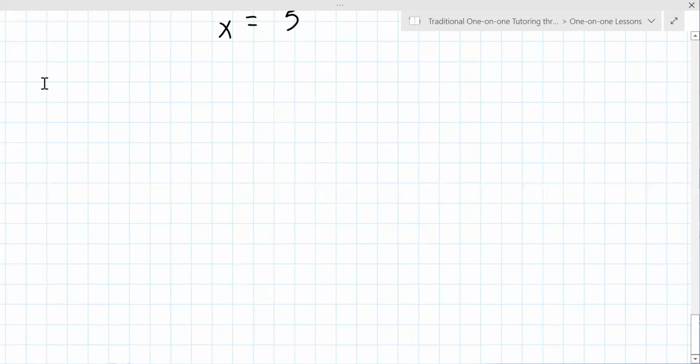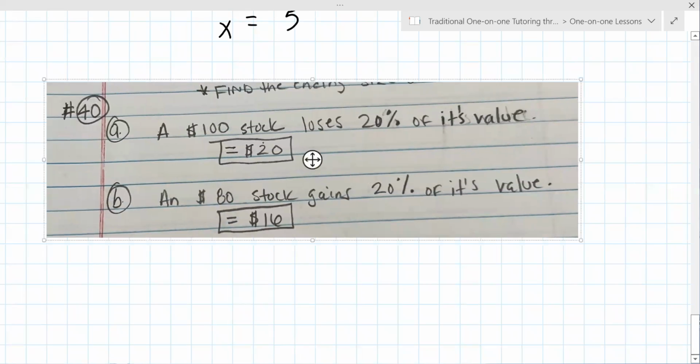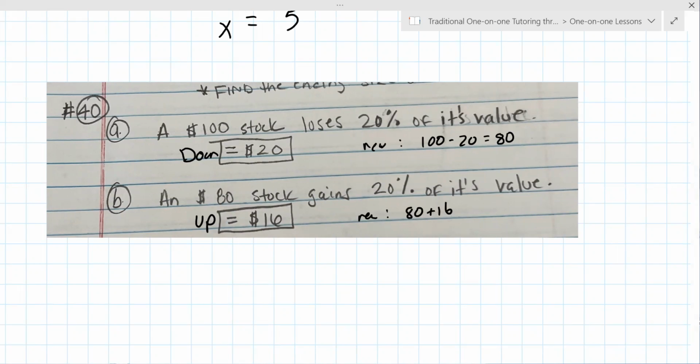Well, so like you said, it loses 20% of its value. So it goes down 20. But its new value is the old, which is the 100, minus the 20, which is 80. Okay. And if it gains 20% in the next problem, it goes up 16, but that means the new value is the 80 plus the 16. Okay. Good to know. She would have definitely docked for that. So thank you.